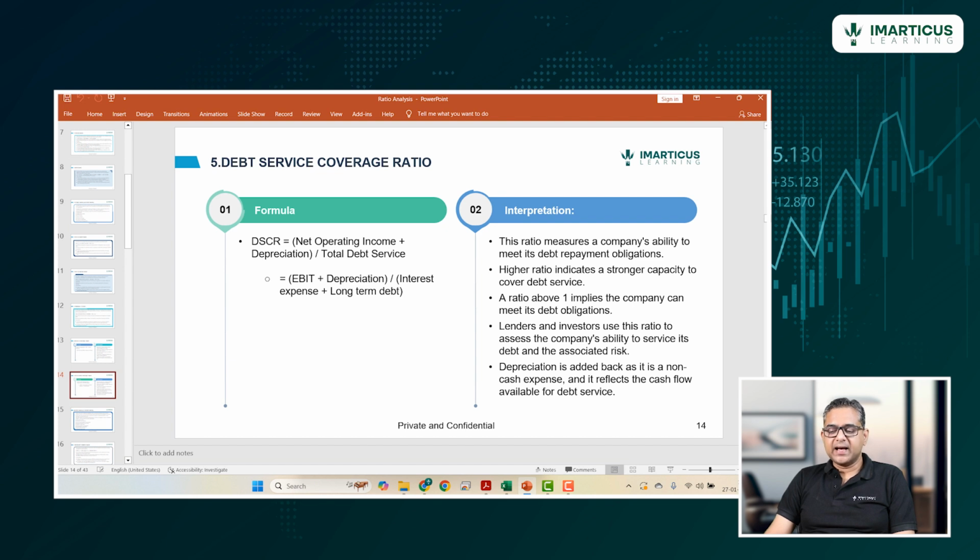Depreciation is added back as it is a non-cash expense and it reflects the cash flow available for debt service. So adding back depreciation is done because it is a non-cash expense and it is not impacting the cash flows. So EBIT has already deducted the depreciation, so we are adding it back to make it more relevant in terms of actual cash flows available to service the debt.